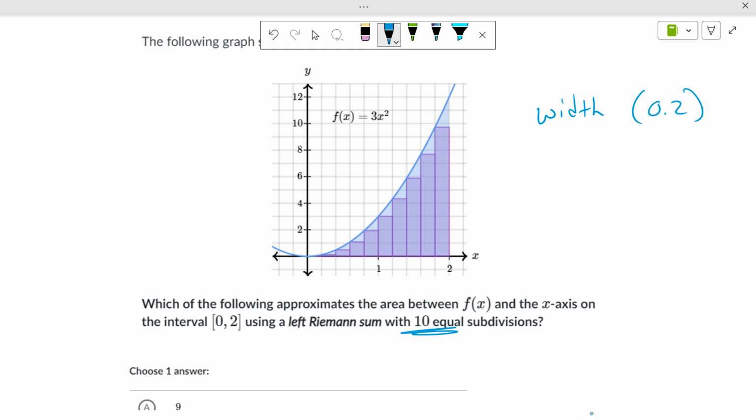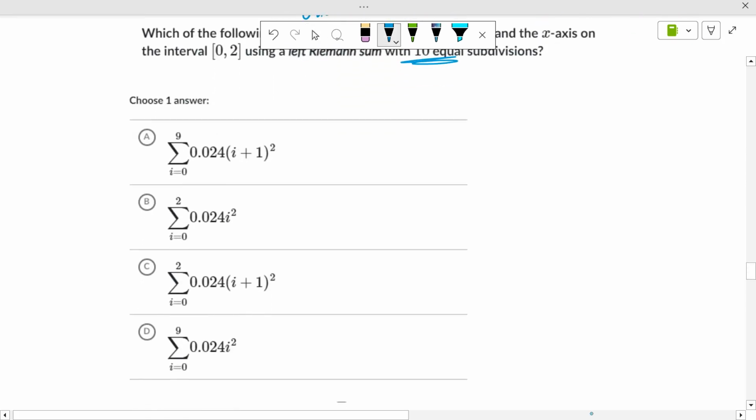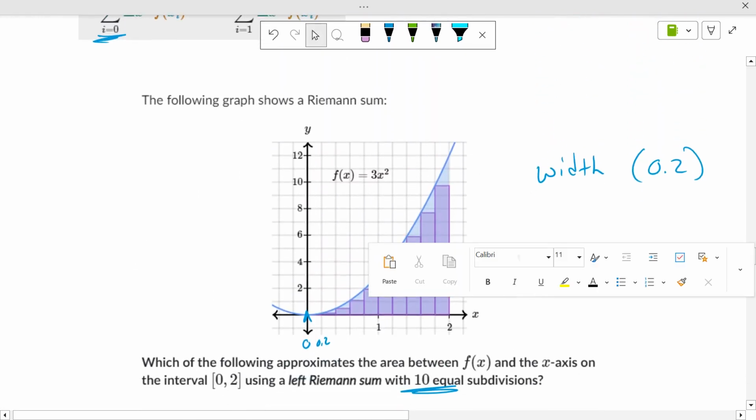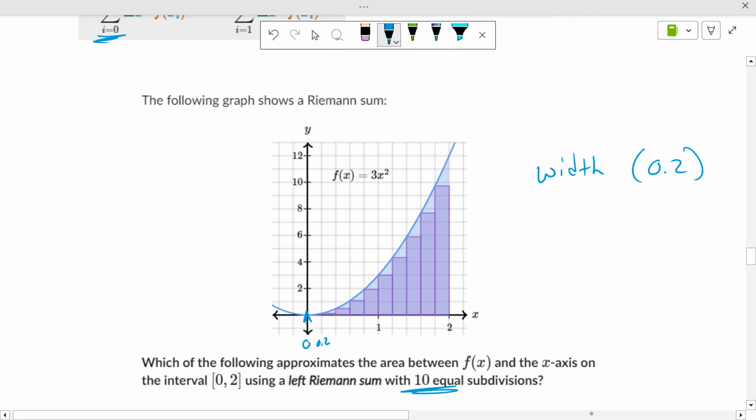So our height will depend on where I'm at at the time. Okay, at 0, I'm going to be at a height of 0. Here I'm going to be at 0.2. I'm going to put 0.2 into that function, square it, and then multiply by 3. And that's going to be my height, and so on. So my height is going to change as I go along with my summation. Now I'm using a left Riemann sum, so I'm going to start at 0. So I'm starting at 0, and I'm going to end up at 0.